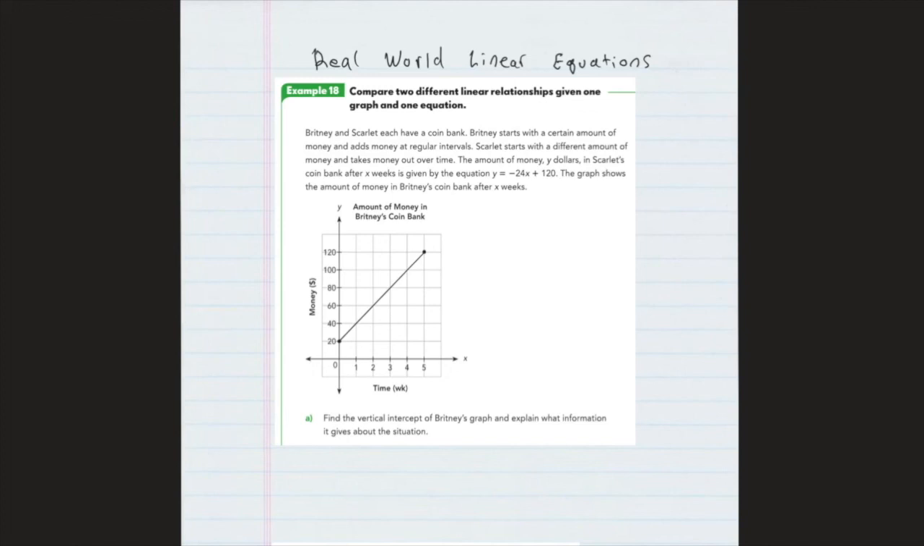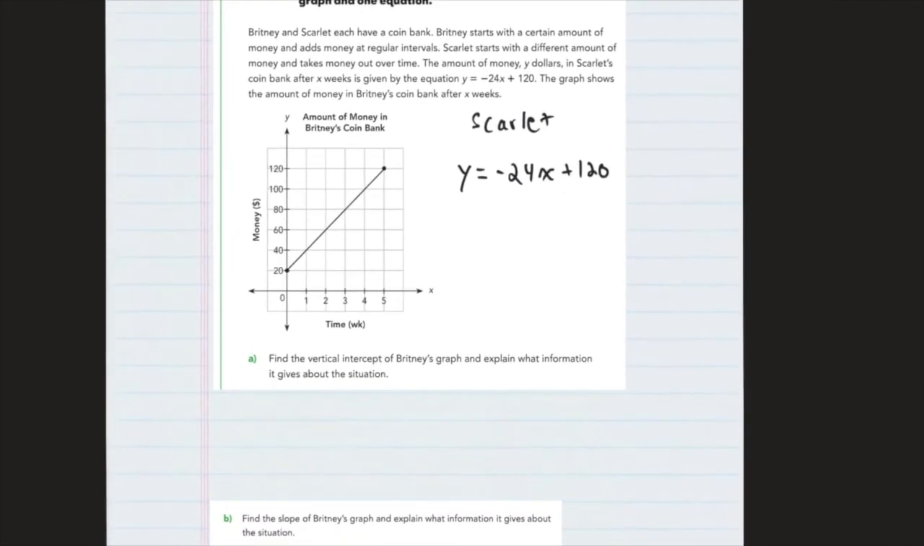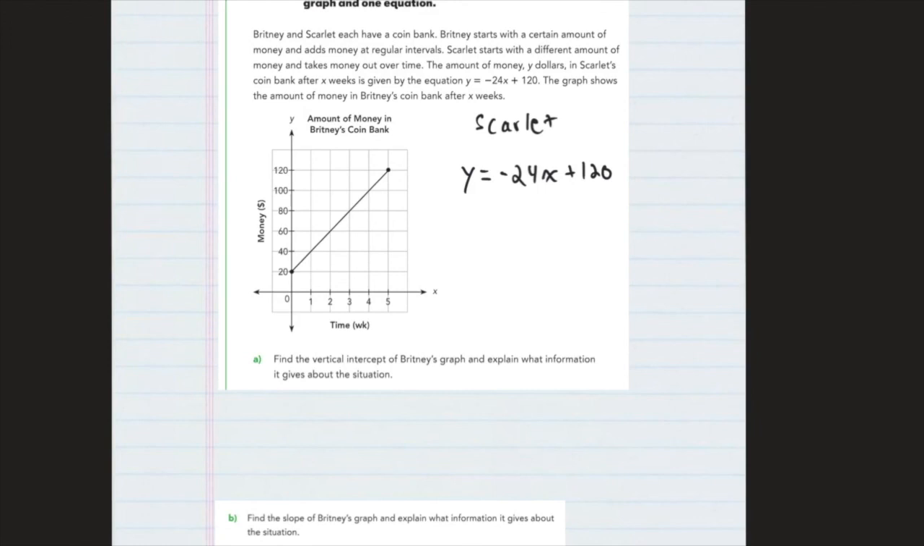Okay, so this is all about Brittany, and so let's make it very clear to see Scarlett. So I'm going to take the information that we get from the word problem, and that's Y equals negative 24X plus 120. And now let's start answering the questions. So, question A, find the vertical intercept of Brittany's graph and explain what information it gives about the situation. So here we're talking about Brittany. So we're going to be using the graph.